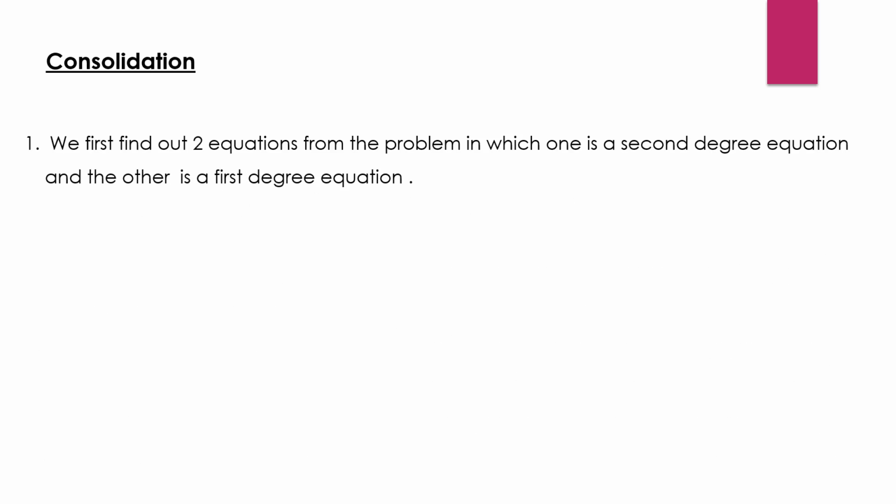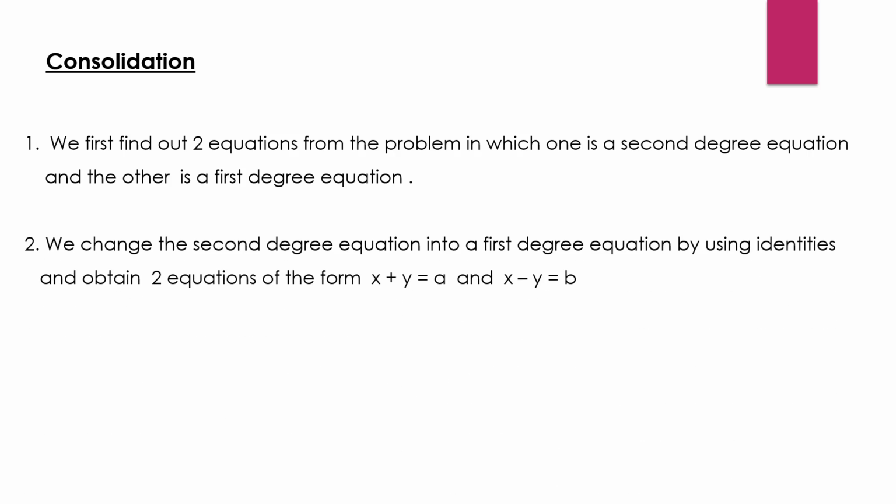Let's consolidate what we have seen till now. What is the first step? We first find out two equations from the problem, in which one is a second degree equation and the other is a first degree equation. Good. Then, yes, we change the second degree equation into a first degree equation by using an appropriate identity. Okay. And then we obtain two equations. One is of the form x plus y equal to a and the other is of the form x minus y equal to b.